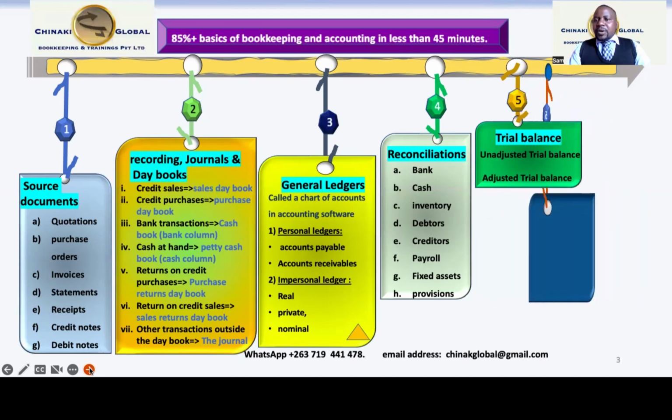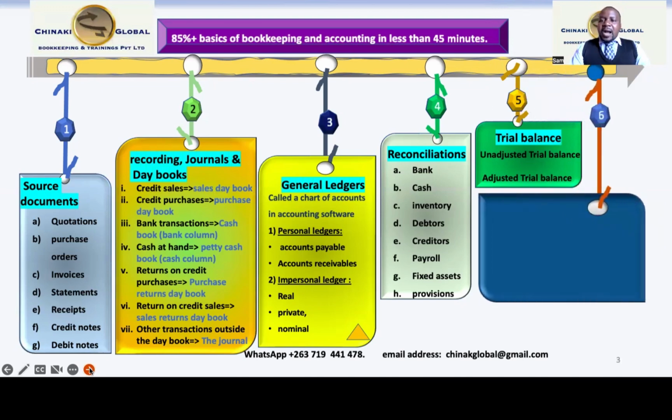Right? So having our adjusted trial balance in place, we can now proceed to the what? To the preparation of the financial statements. And this is now part of the what? Of the reporting. Okay, right? So under the reports, we have what we call the management reports and also the financial statements.